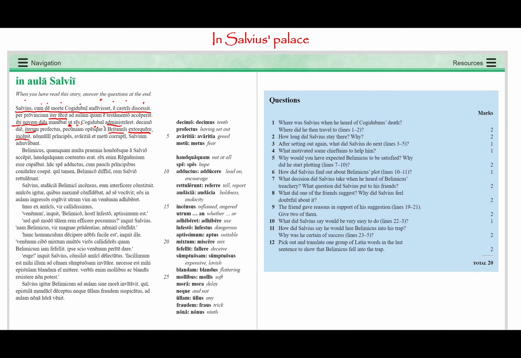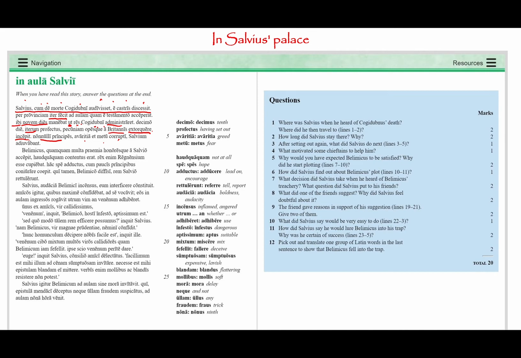Nice guy. Number 4, what motivated some chieftains to help him, traitors to the cause? Non nulli principes, there's your trigger point there. Some chiefs, corrupted by greed and by fear, were helping or began to help Salvius. So that's the answer there. Greed and fear, the driving factors there.